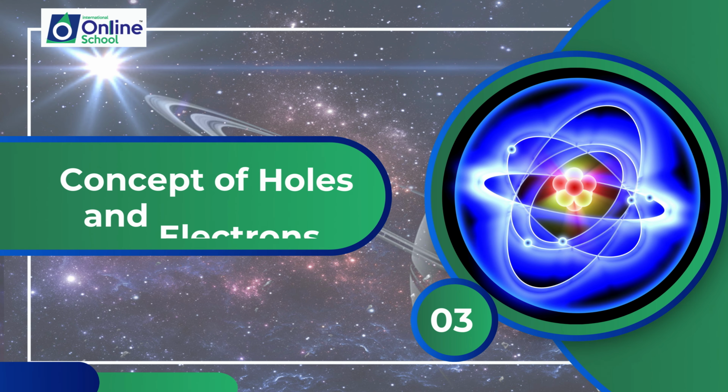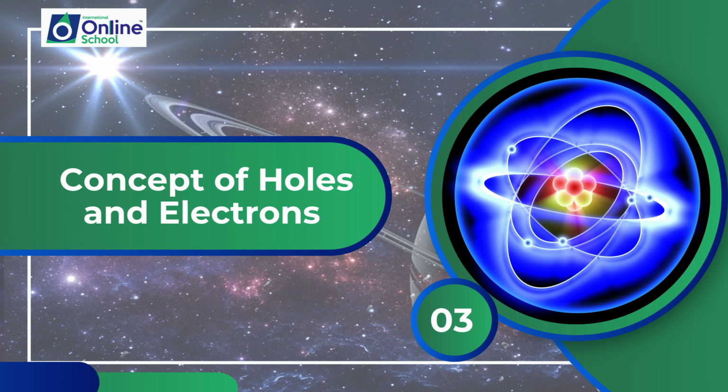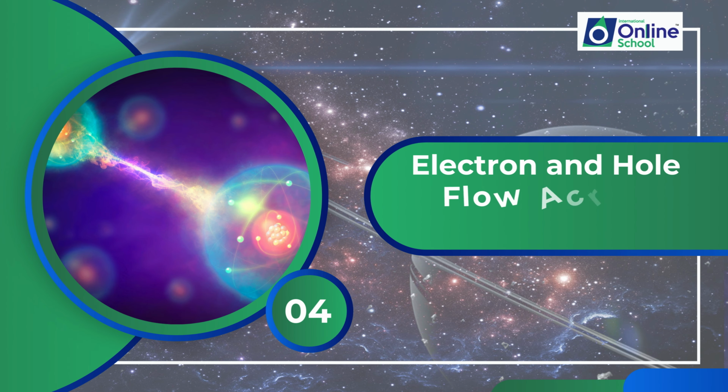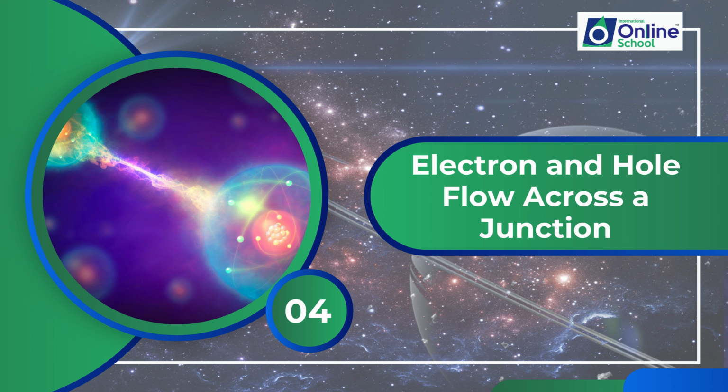In the next lesson, students will explain the concept of holes and electrons in semiconductors. This involves understanding the movement of charge carriers in semiconductors and the role of impurities in creating these carriers. In the next lesson, students will explain how electrons and holes flow across a junction. This involves understanding the behavior of charge carriers at the interface of P and N-type semiconductors.